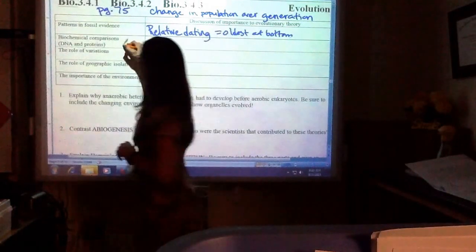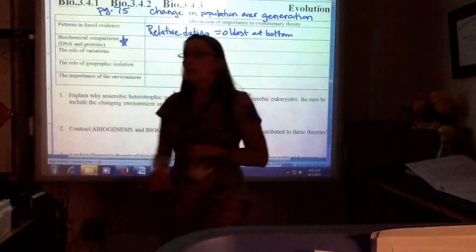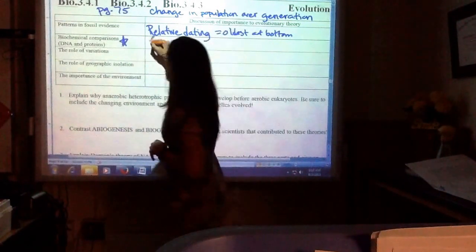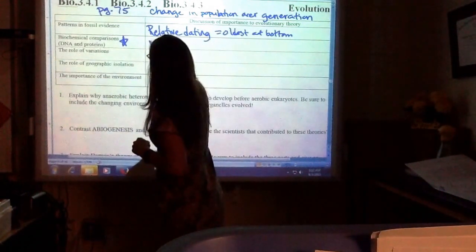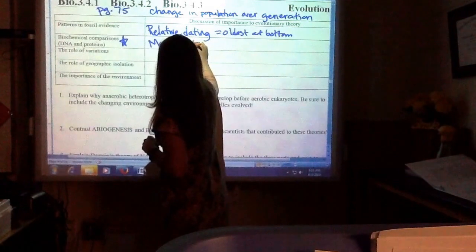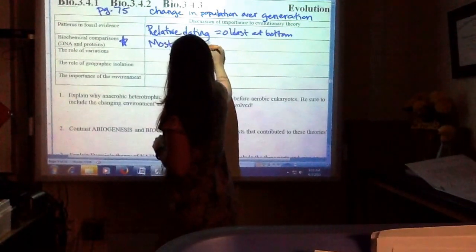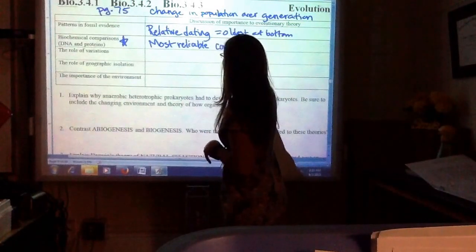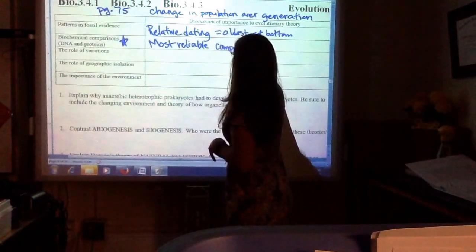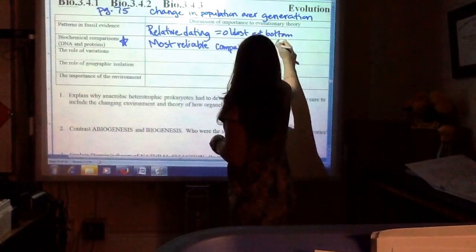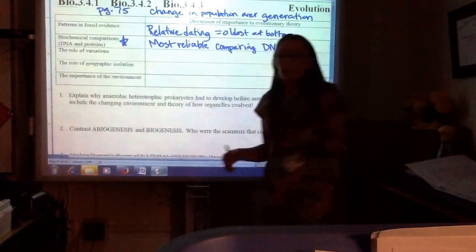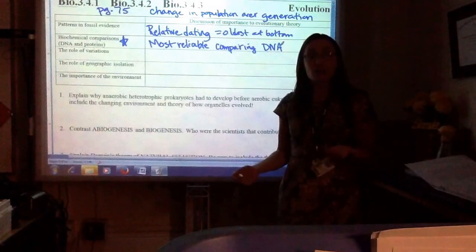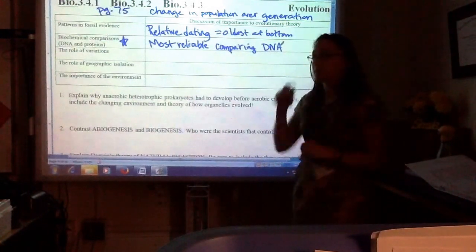Biochemical comparisons, we want to put a big star by this because the EOC loves to ask you about biochemical comparisons. Biochemical is the most reliable form of evidence for evolution. It's the most reliable because we're just comparing your DNA. And so I just look for how similar is your DNA to another organism. The more similarities, the more likely you are to be related.